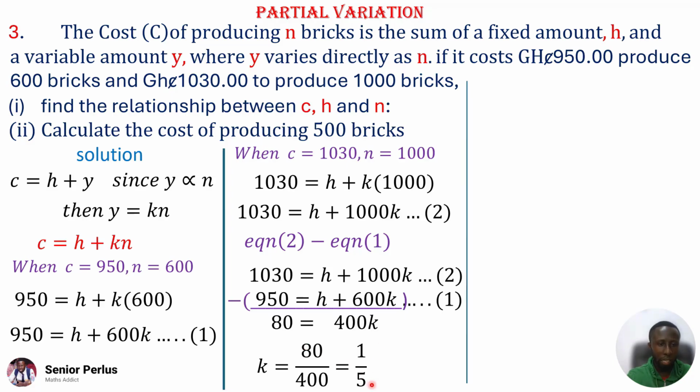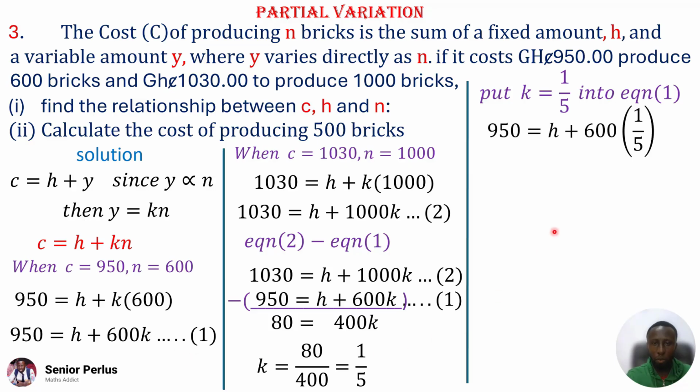Now I know k, I can solve for the h. Put k into equation 1. Then I will know the fixed amount, that's the h. Good. So just simplify. This can go. Then k. Our h is this. Good.